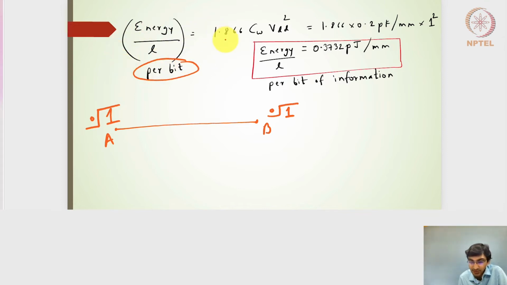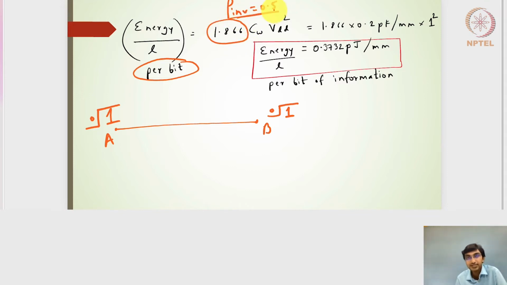It turns out the expression is 1.866 CW VDD square, coming from rho of the inverter as 0.5. If it is a value of 1, it will be different. But we have considered the normalized parasitic inverter using the folded technology design as 0.5. So we get 1.866 CW VDD square. CW turns out to be 0.2 picofarads per millimeter, multiplied by 1 square, because this is a 65 nanometer technology node, and the typical value of VDD is 1 volt. So we get energy per unit length as 0.3732 picojoules per millimeter.